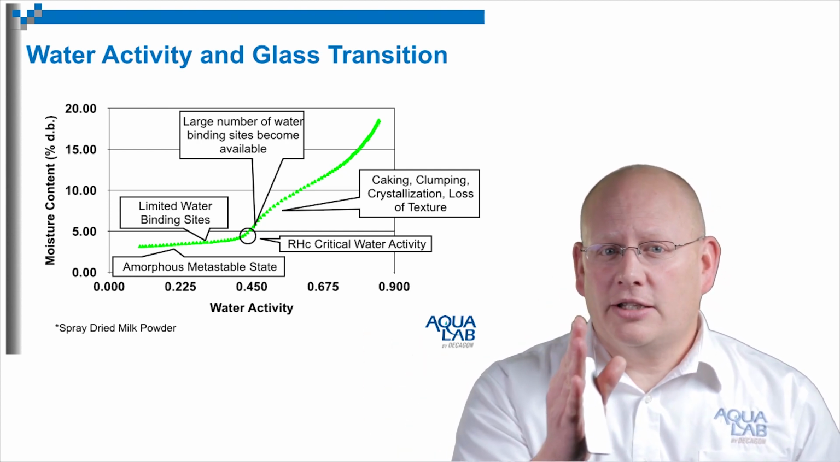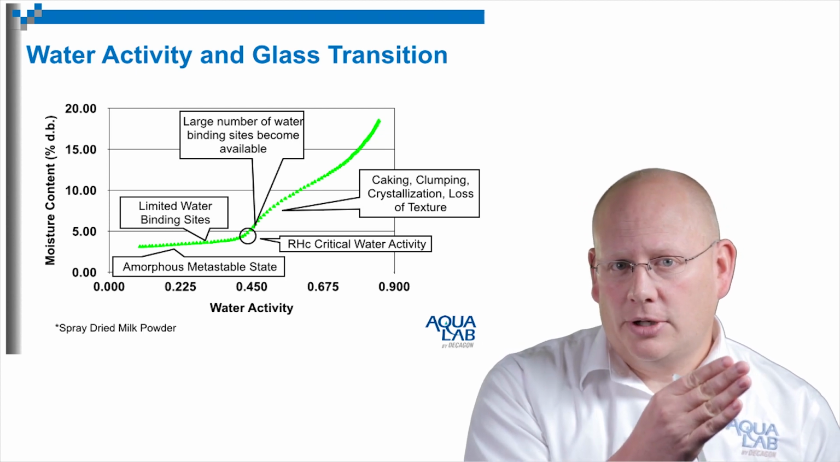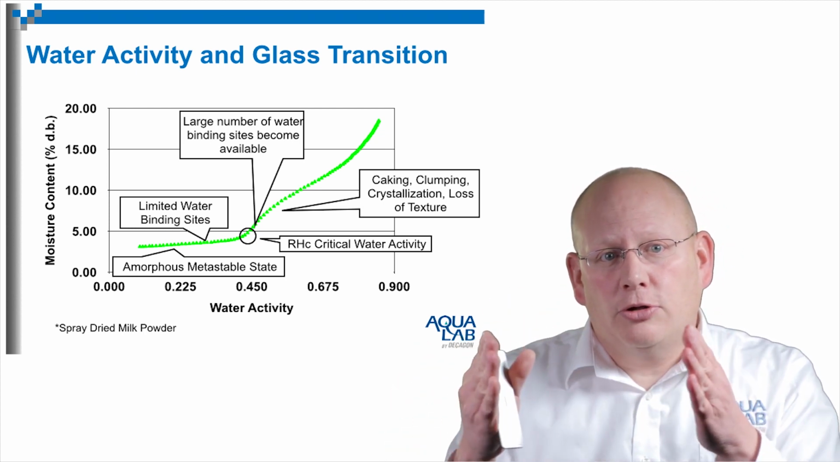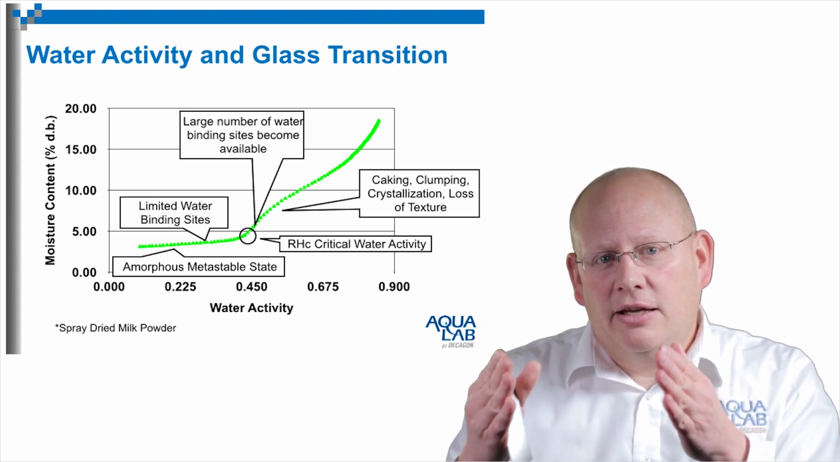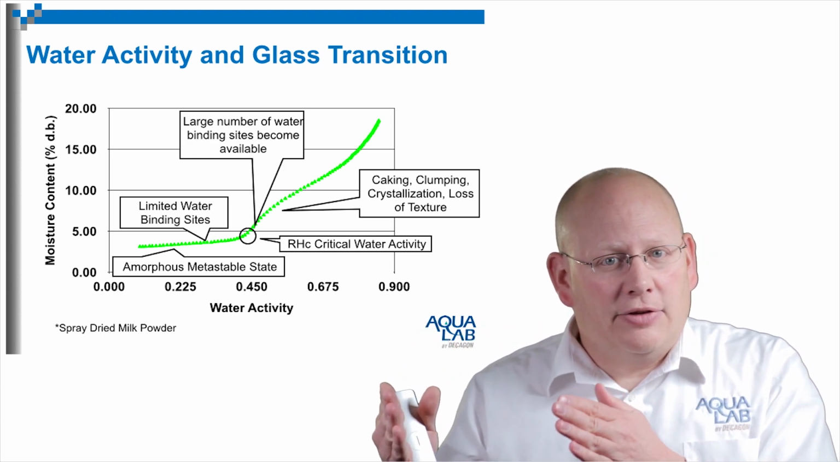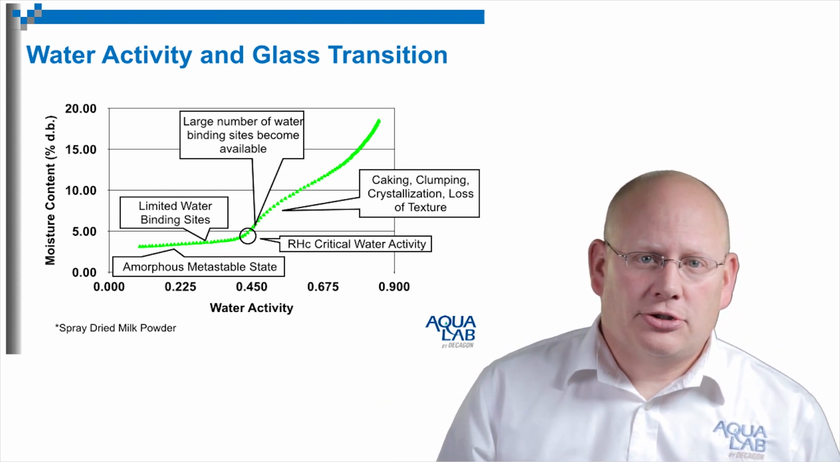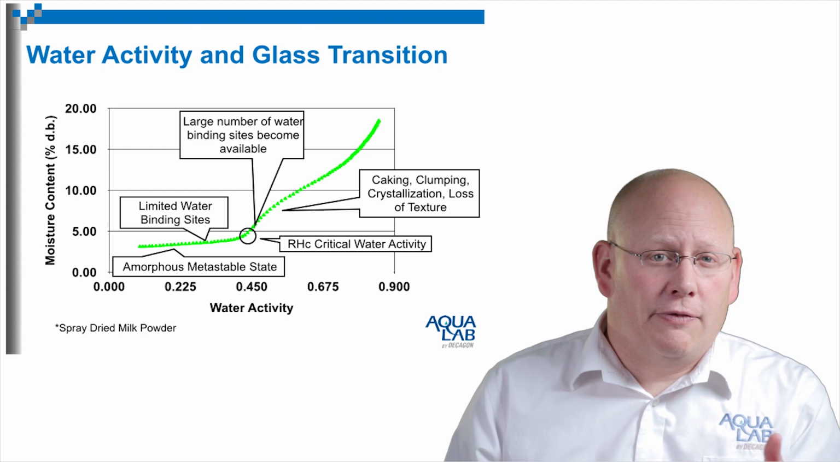So this critical water activity will go down as temperature increases, so it is influenced by temperature. So simply by running these isotherms at multiple temperatures, you can gain an idea of what water activity you have to be able to maintain at any given temperature in order to prevent glass transition from happening. So that becomes a critical value.